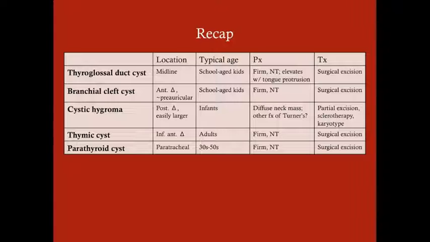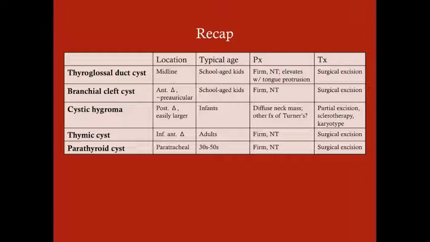So just to recap, the thyroglossal duct cyst is located on the midline. Typically, it's diagnosed in school-age kids. It's firm and non-tender, specifically elevates with tongue protrusion, and it should be excised. The branchial cleft cyst is in the anterior triangle. It tends to be preauricular, in front of the ear. Usually you see this also in school-age kids. It's also firm and non-tender, and this should be surgically excised.